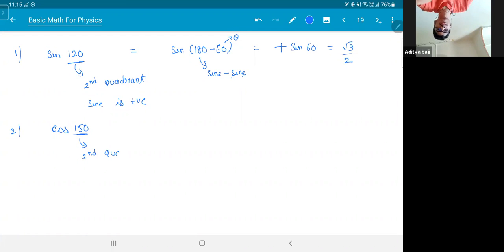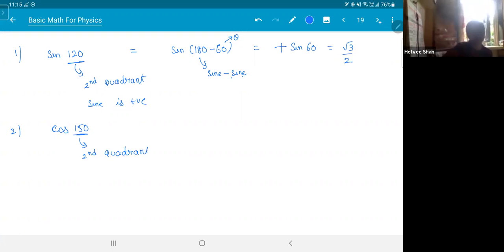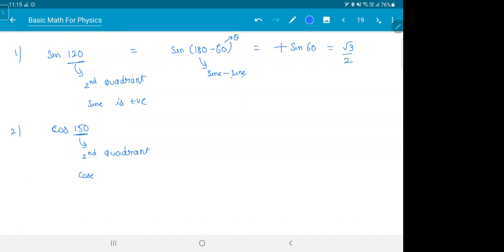Second quadrant, what is cos? Negative, because only sine is positive. Everyone else is negative. You can write cos 150 as cos 180 minus 30. Whenever it is 180, cos becomes cos only. So you get minus sign from here and cos from here. This is theta. So minus cos 30. Cos 30 is how much? Root 3 by 2.